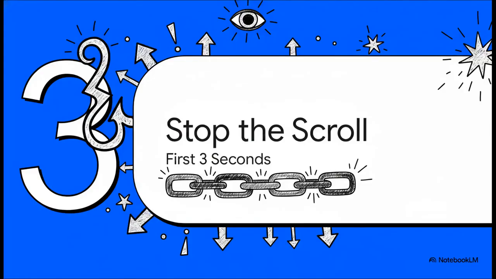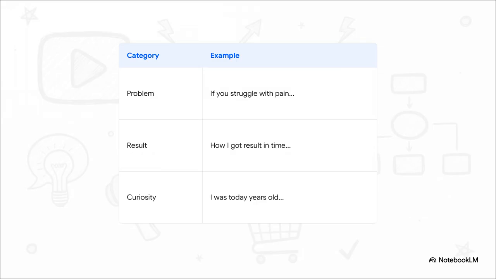All right, section 3, hooks that stop the scroll, securing those crucial first 3 seconds. So your hook really has one single, absolutely critical job: stop the scroll. The library provides a bank of 25 diverse hooks, tapping into all sorts of different psychological triggers.